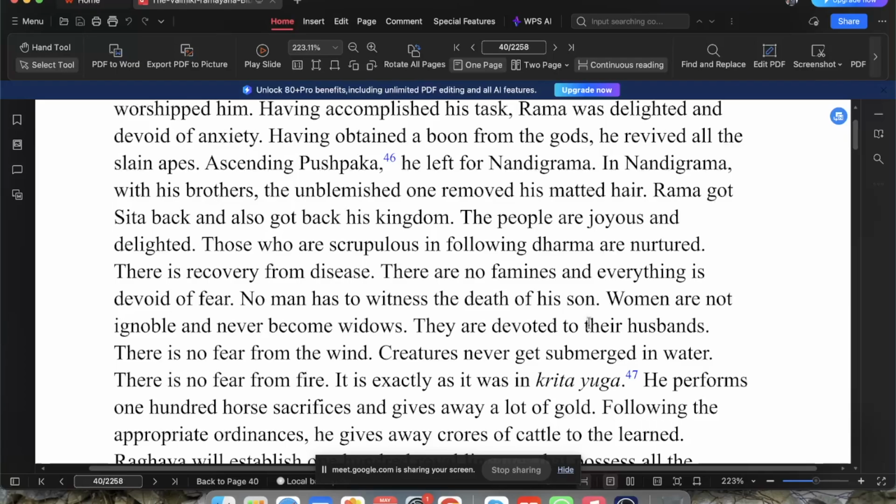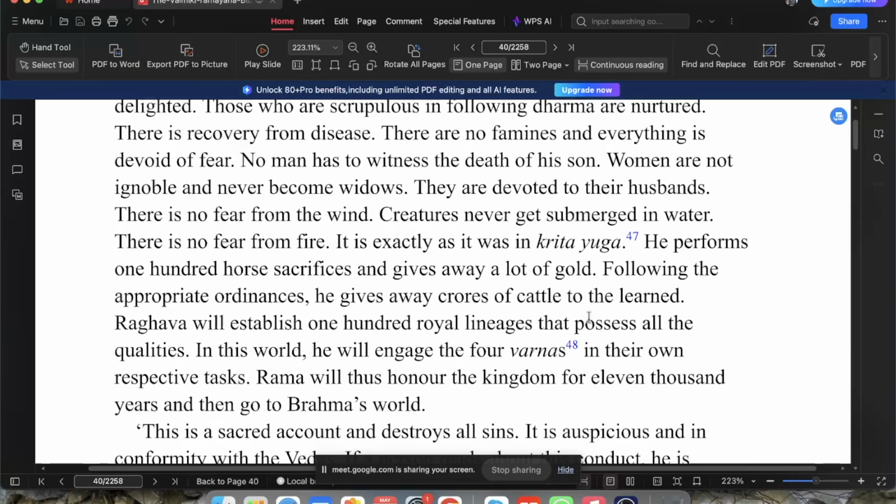There is no fear from the wind. Creatures never get submerged in water. There is no fear from fire. It is exactly as it was in Krita Yuga, the first Yuga. He performs 100 horse sacrifices and gives away a lot of gold. Following the appropriate ordinances, he gives away crores of cattle to the learned. Raghava will establish 100 royal lineages that possess all the qualities.